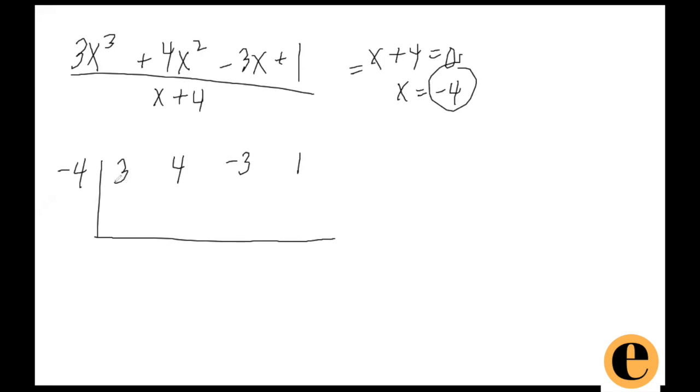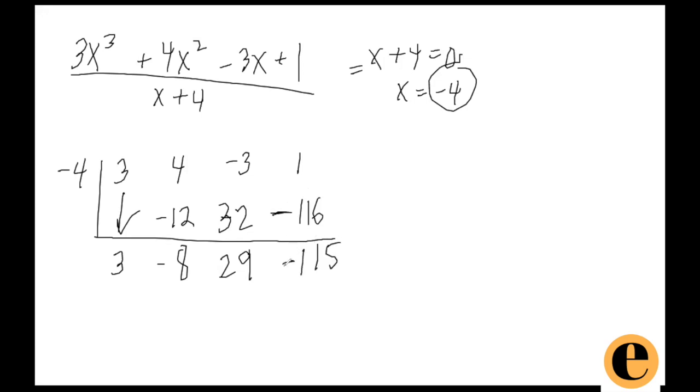Ano ulang gagawin ulit? Yung first term, ibababa lang. So, that's 3. 3 times negative 4, that's negative 12. 4 minus 12, that's equal to negative 8. Okay? Negative 8 times negative 4, that's equal to positive 32. Negative 3 plus 32 equal yan sa 29. Okay? 29 times negative 4, that's equal to negative 116. Okay? 1 minus 116, sorry. That's equal to negative 115.